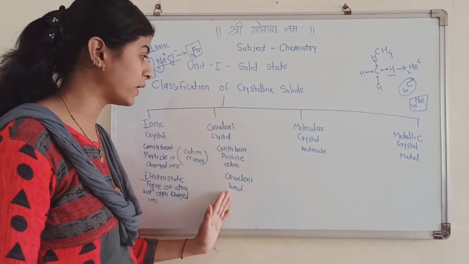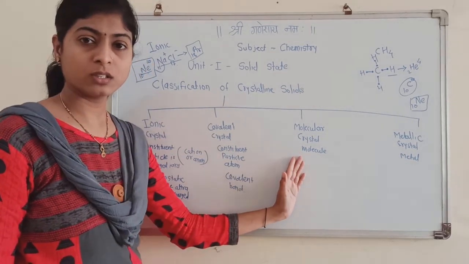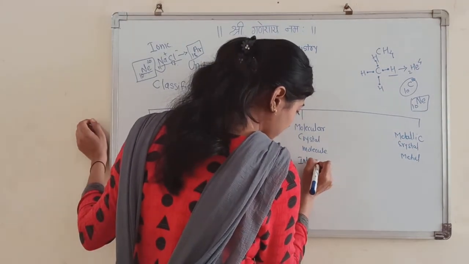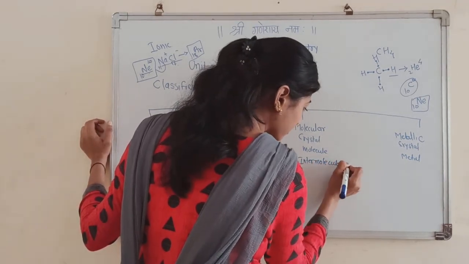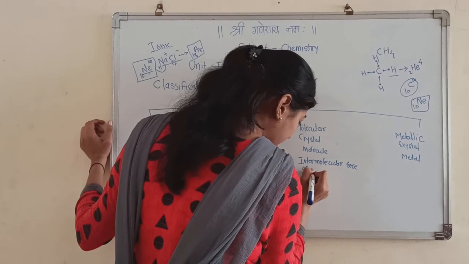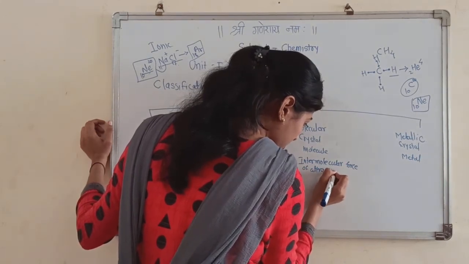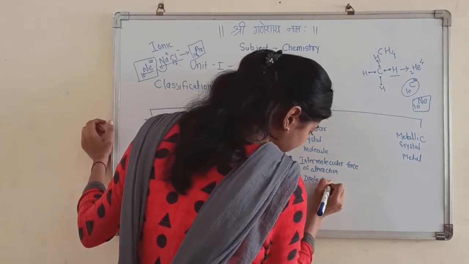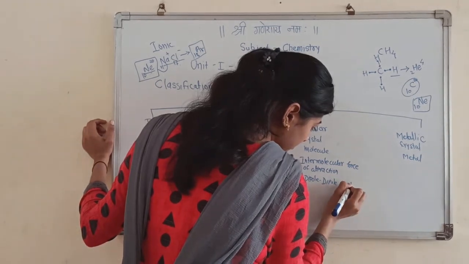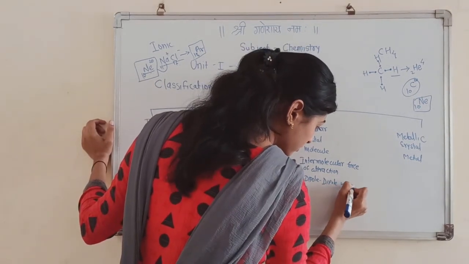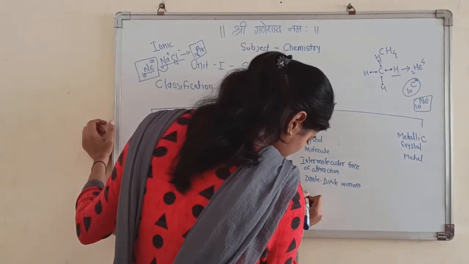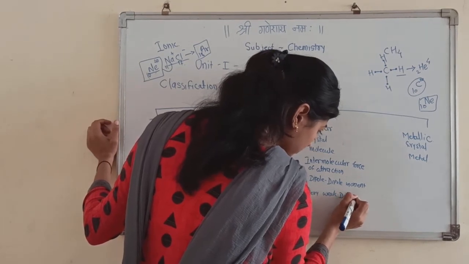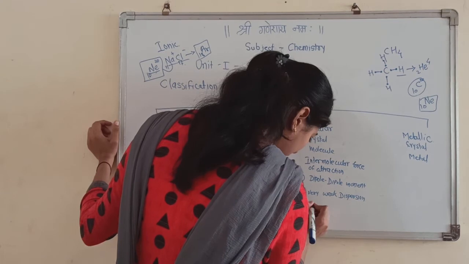Covalent crystals have covalent bonds. Molecular crystals have 3 types of bonds, that is, intermolecular forces of attraction between them. Intermolecular forces of attraction include first dipole moment, second very weak dispersion, and third hydrogen bond.